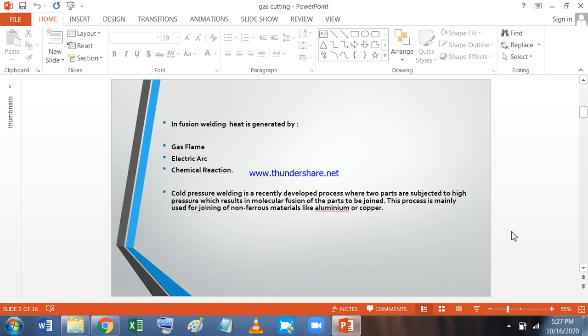In fusion welding, the welding that we are going to cover in this syllabus, heat is generated by either gas flame, by electric arc, or by chemical reaction. We will be dealing with the first two, that means the gas flame and the electric arc process only. Cold pressure welding is a recently developed process where two parts are subjected to extremely high pressure, which results in molecular fusion of the parts to be joined. This process is mainly used for joining non-ferrous materials like aluminium or copper.